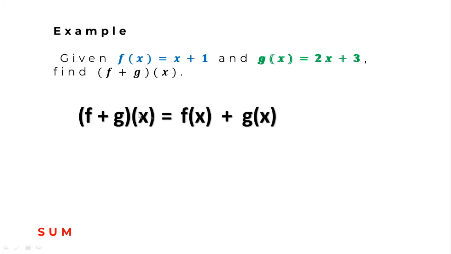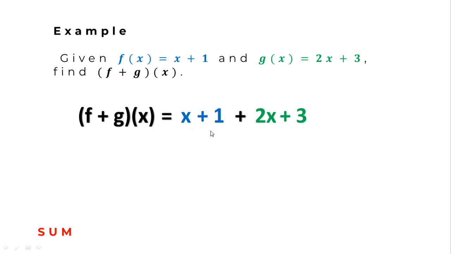Ngayon, ano nga ba yung f of x? Sabi dito sa given natin, ang f of x is equivalent to x plus 1. So, itong f of x na ito, magiging x plus 1. Tapos, ito naman g of x natin, ang given naman is g of x is equal to 2x plus 3. So, magiging 2x plus 3.